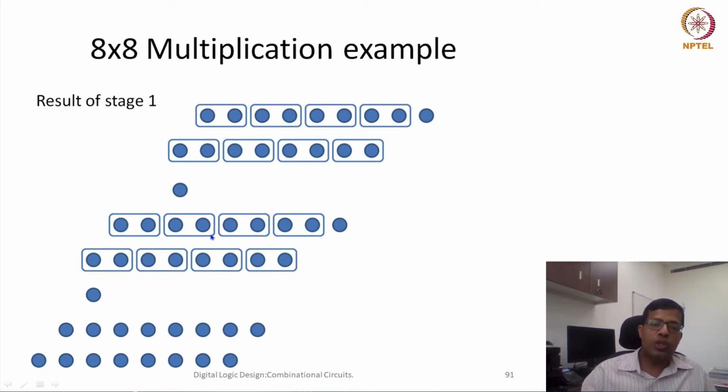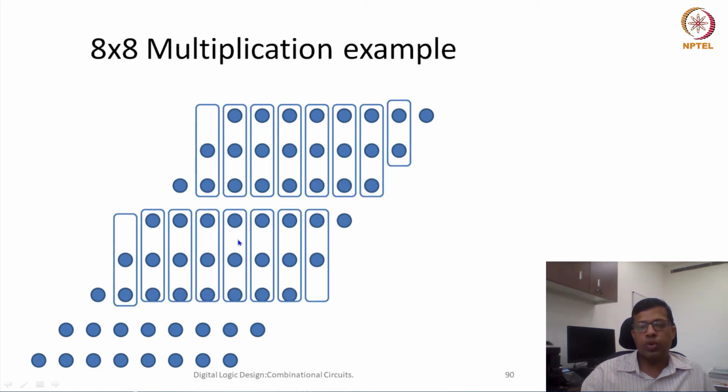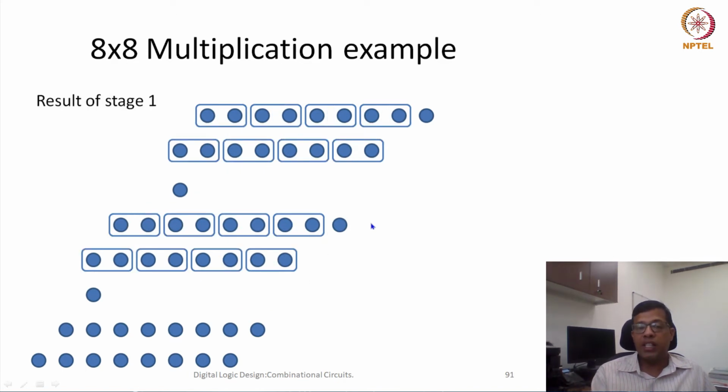So 1 2 3 4, 1 2 3 4, so a total of 8 additions were there. Because of those additions, we are essentially able to eliminate one whole row. So we are able to eliminate this row, we are able to eliminate this row. So after one stage of addition, instead of 8 rows, now we have 6 rows.